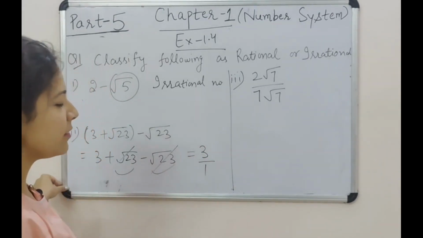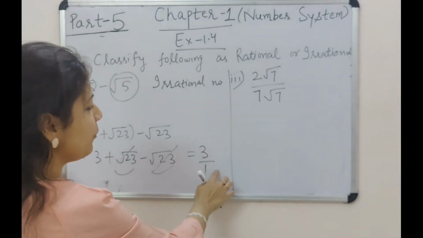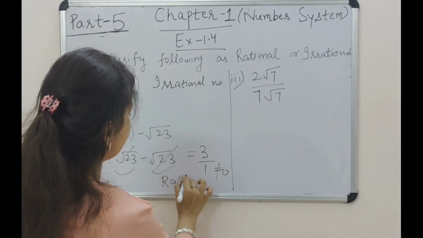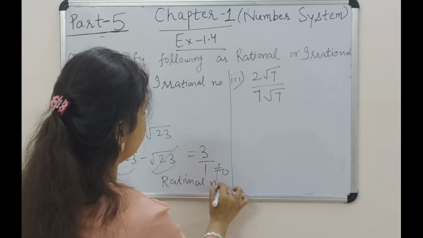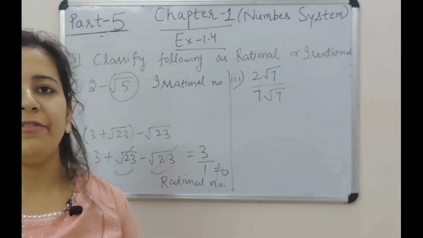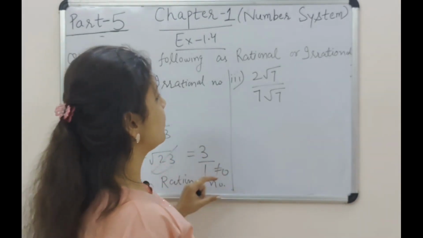And 3 clearly is a rational number because I have written it in P upon Q form and this Q is non-zero. So this second part is your rational number after simplifying these terms and simplifying the operations. Let's check the third part now.